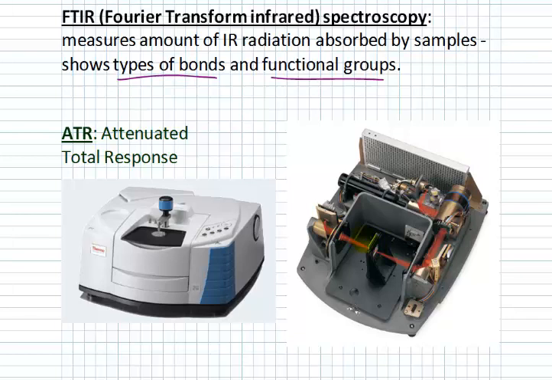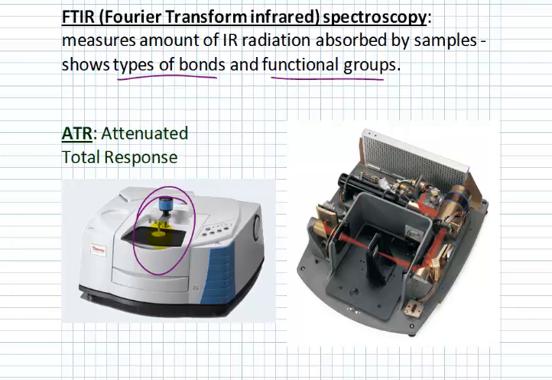Now, sort of the state of the art in IR is called ATR, attenuated total reflectance. This part of it right here is the ATR unit, and you'll recognize this from the instrument that we have. You just put a couple drops on the sample right there. If it's a solid, put a little scoop on right there, and this arm will press it down to make sure it's in good contact.